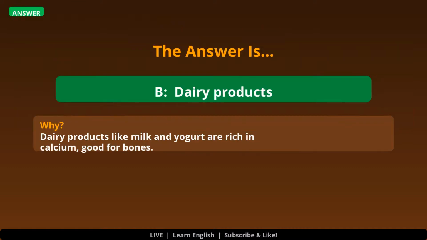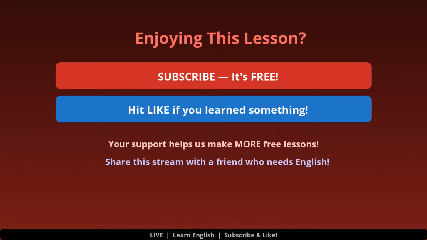And the correct answer is option B, dairy products. Dairy products like milk and yogurt are rich in calcium, good for bones. Great job if you got it right. Let's continue learning.